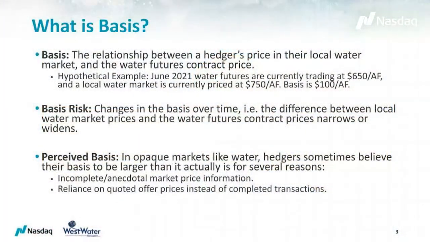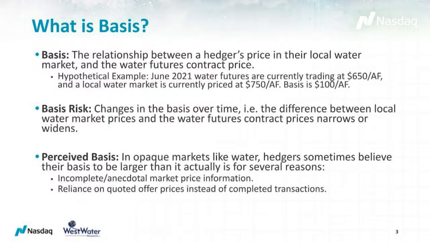So, Jill, the concept you're referring to in that question is called basis. Basis is the relationship between a hedger's price and their local water market. So, the price that a water user is experiencing in their local region compared to the water futures contract price. Just to give a hypothetical example, say the June 2021 water futures are currently trading at $650 per acre foot, but a local water market is currently priced at $750 an acre foot. The difference between those two prices is $100 per acre foot, and so that is the basis.